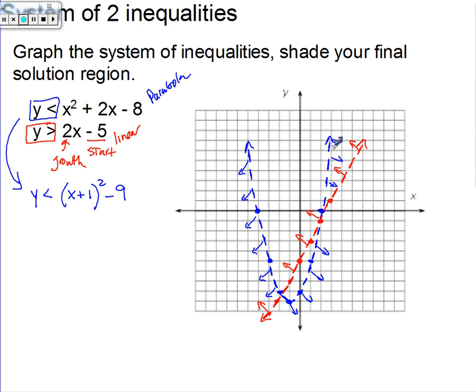And then my final solution region is going to be where both are true. Okay, so I want where I'm above the red line but below the blue line, which will be here. All right, here is no good.